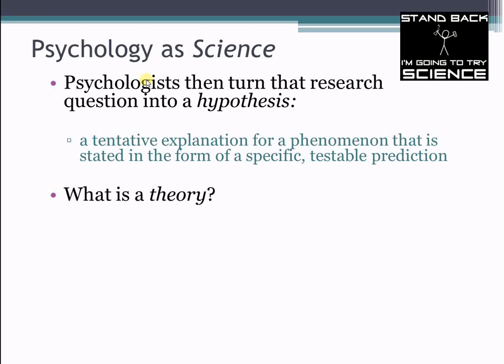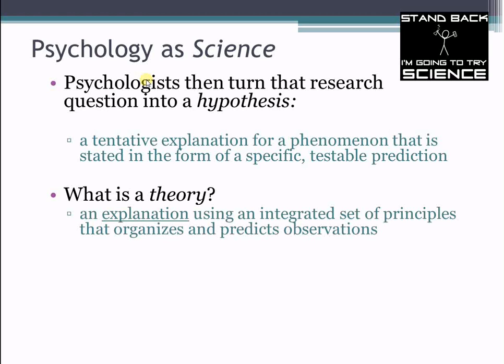Okay. Now we contrast a hypothesis with a theory. A hypothesis is a specific prediction. It's a specific answer to a specific research question. A theory, on the other hand, is sort of an overarching explanation that organizes our thought around a particular topic. So one sort of easy contrast is a hypothesis, a specific prediction. A theory is sort of a general overarching explanation.